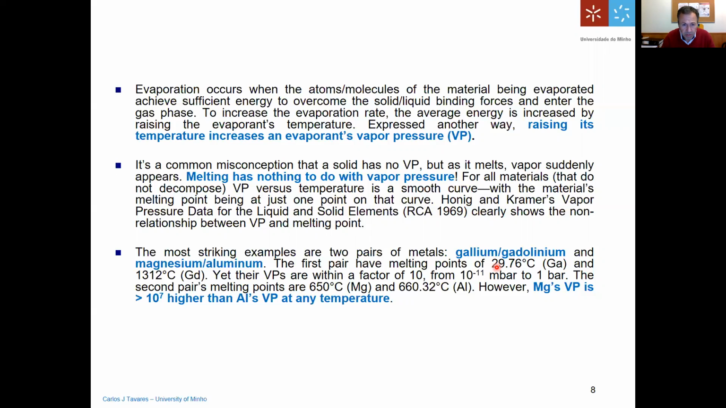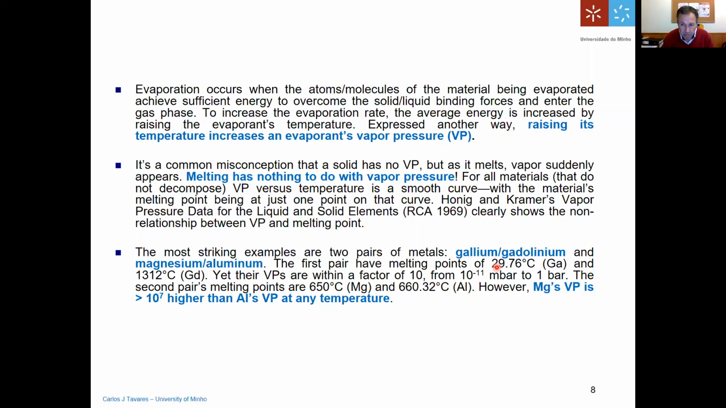Yet their vapor pressures are only within a factor of 10 for a large range of pressures. So it means that despite one of these metals having a melting point of around 30 degrees C and the other one 1,300, the vapor pressure difference between them is only by a factor of 10. It's very small. But now if you look, for example, at aluminum and magnesium, they have melting temperatures around 650 and 660 degrees C.